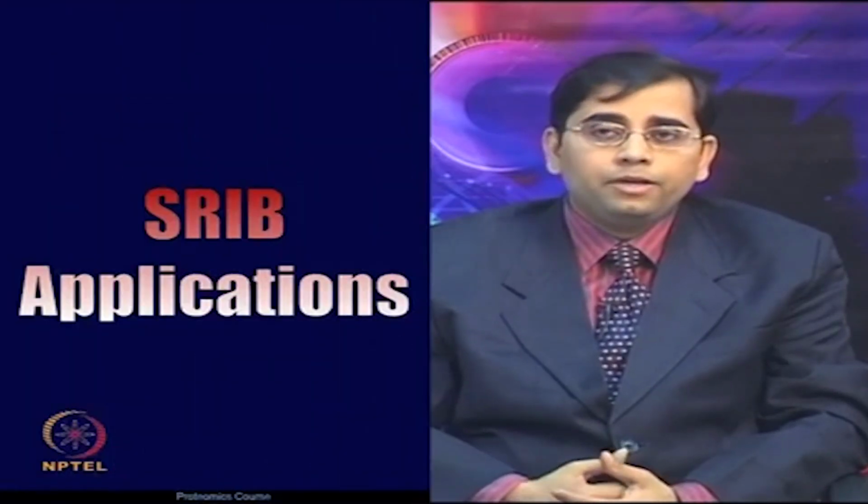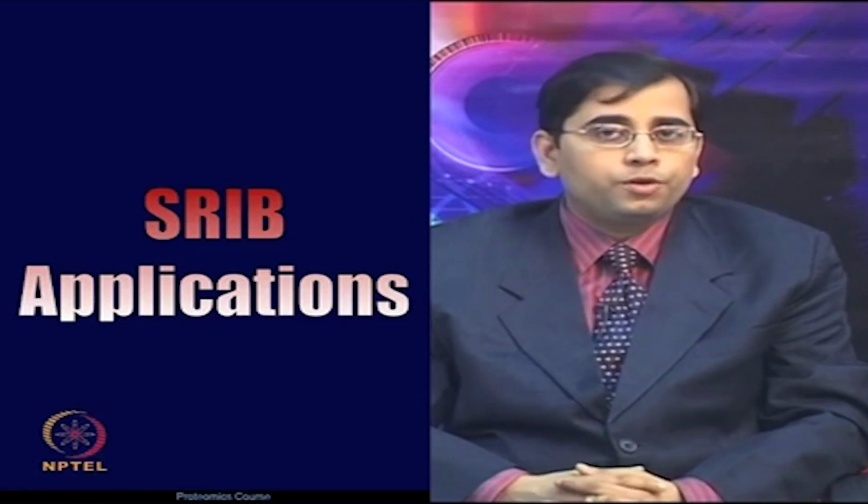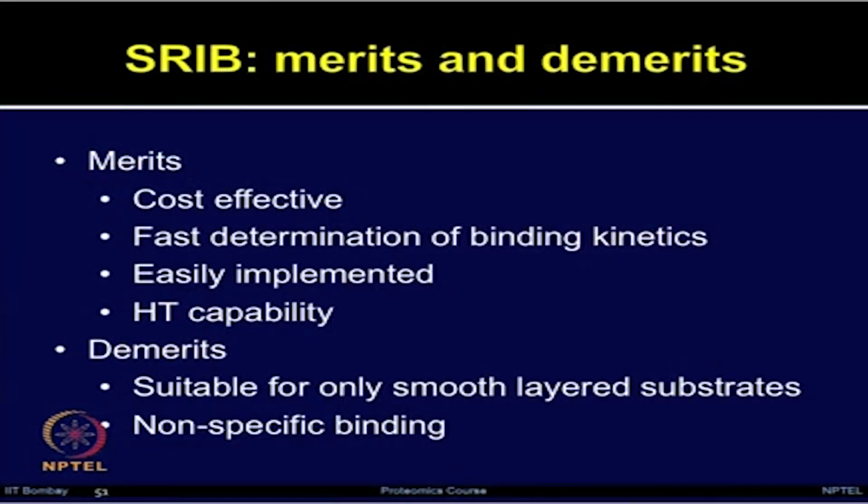Similar to some of the recently discussed label free techniques, SRIB is also very useful, though a recently introduced technique, which has been applied for dynamic measurement of protein-protein interaction. This technique has also shown very promising application for protein microarrays. So, it is possible that it can be coupled with the protein microarray for high throughput applications. Spectral reflectance imaging biosensors are cost effective. They can quickly determine binding kinetics. They can be easily implemented and provide a high throughput platform for biomolecular interaction studies. Its demerits include that it is suitable only for smooth layered substrates, and there is also some non-specific binding which has to be improved with advancement in this technology.